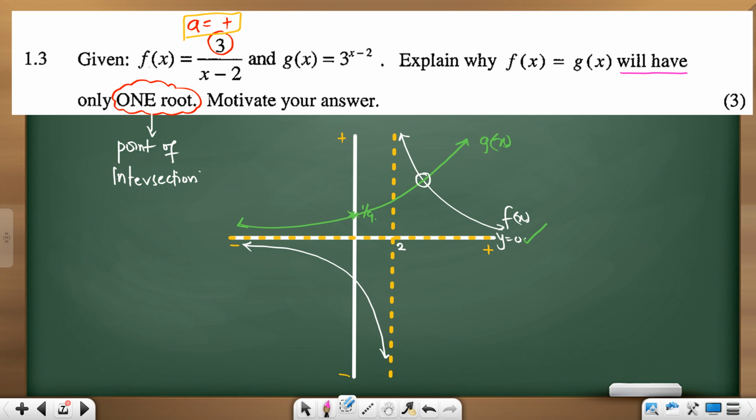Yes, good. They didn't say sketch. If it was possible for us to solve algebraically, we could have solved. But solving this algebraically needs some crazy maths. It's not vague.